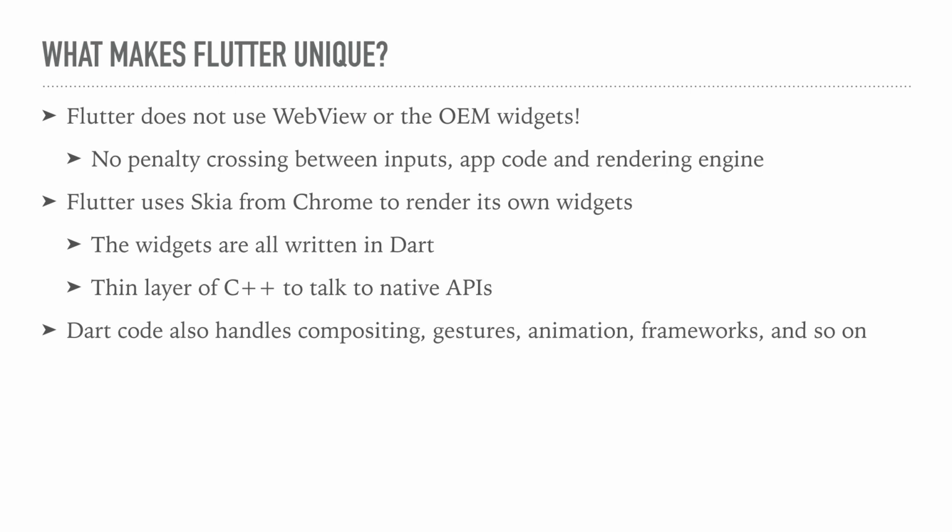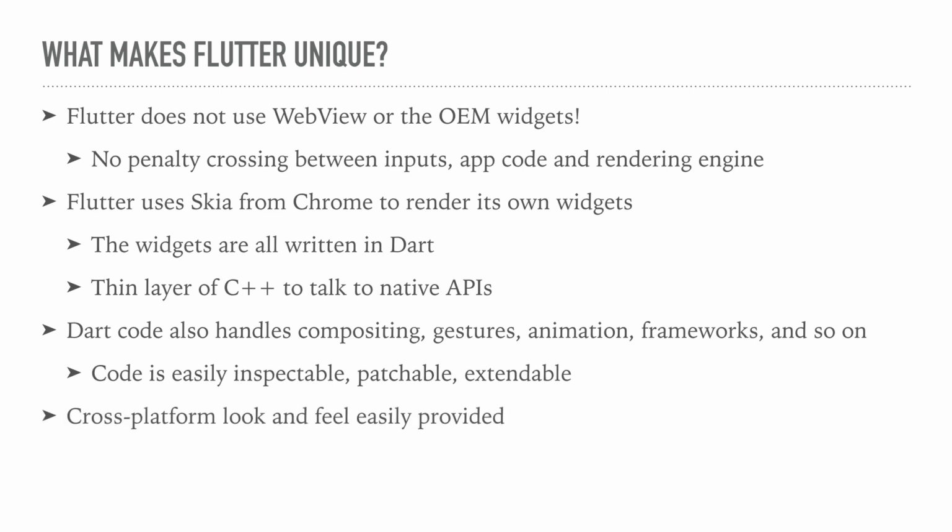Dart code also handles all the compositing, all the gestures, all the animation, all the frameworks. So you can have those precisely the way you want for your brand-first application. The code is easily inspectable, patchable, extendable. You want to know how a particular slider works? You press go to source in your API or your editor, and it takes you right to the source code. And you go, oh, I kind of like that, but I think I want it to go slower and then faster rather than like that. Well, you could just subclass that and do what you want. It's all fully accessible as source code all the way down to the Skia level. And the cross-platform look and feel is easily provided, or you can customize it for platform feel.